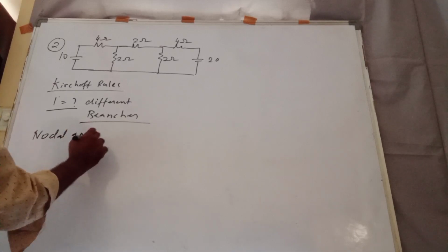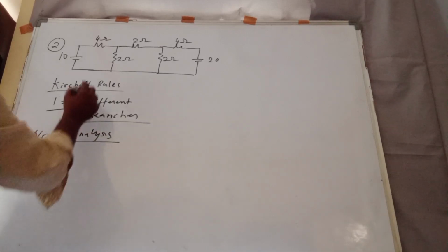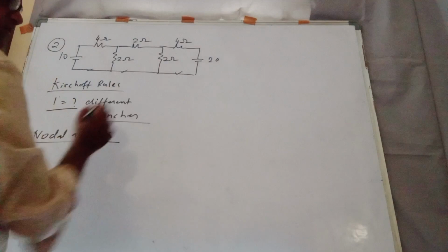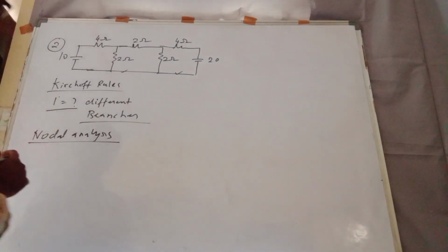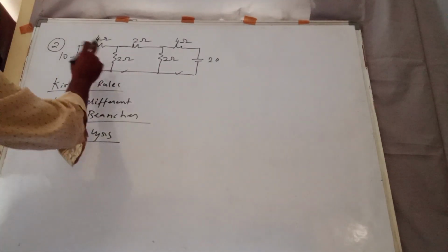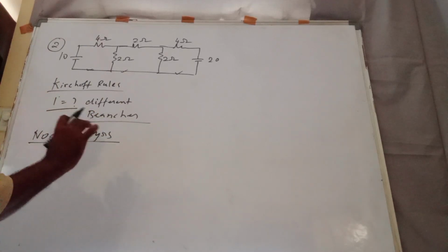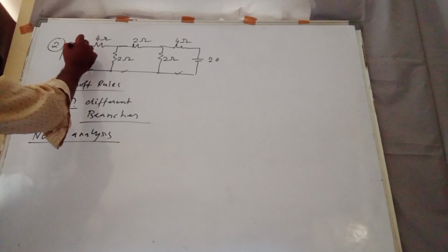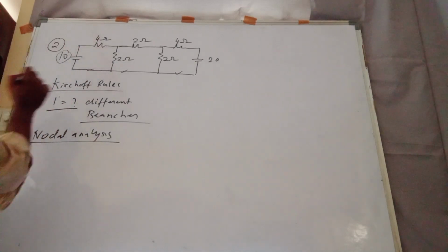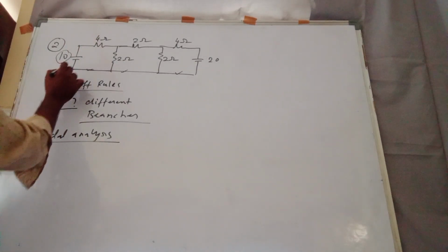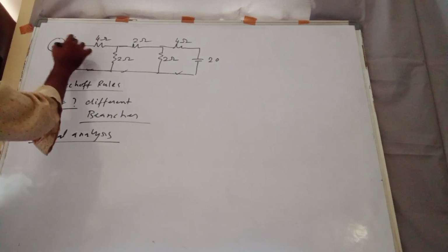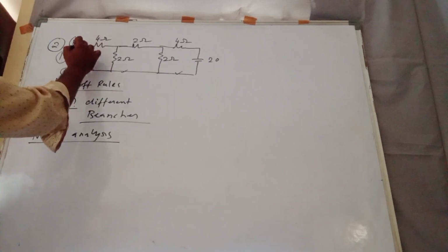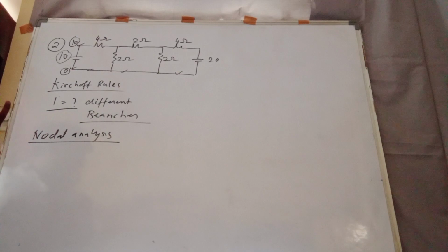Now when to use this method: whenever you find these types of open wires, you can use nodal analysis. In nodal analysis what we do is we try to find the unknown potentials. The known potentials we'll write. So if this potential difference is 10, that means this point will be 10 and 0, and this point will be 10. The potential difference between this point and this point is 10.